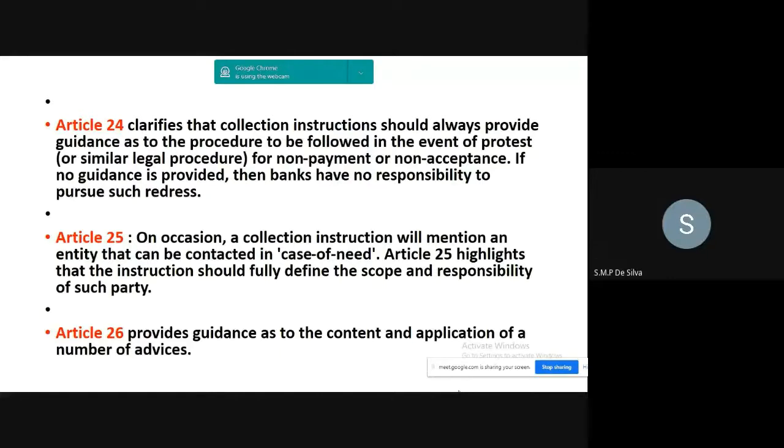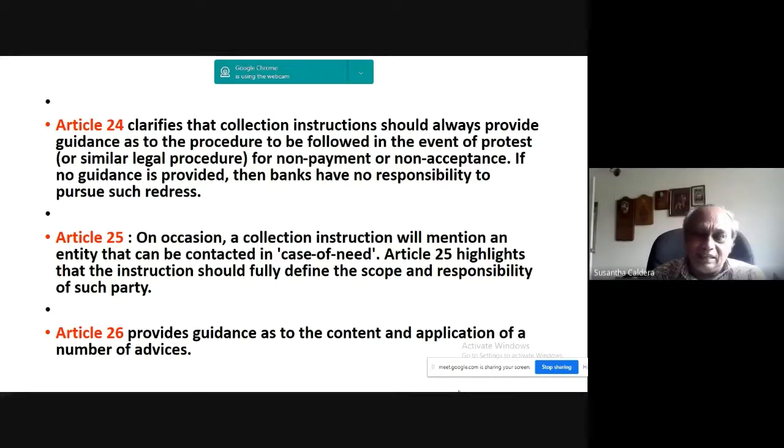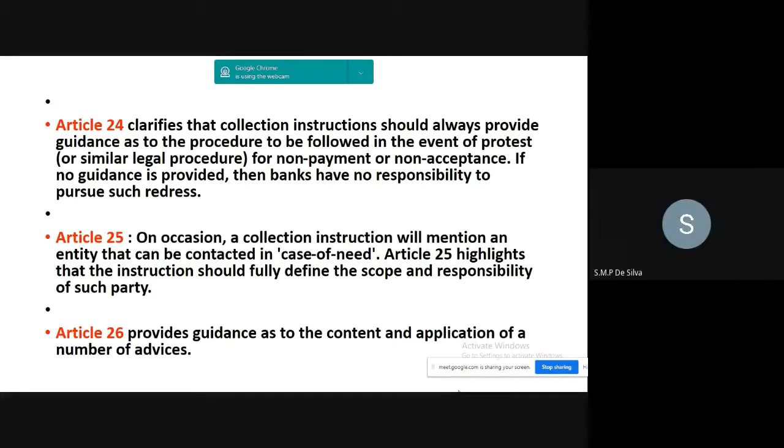So this says Article 25, instruction should fully define the scope and responsibility of such party. So if that is informed to the bank, then there's no issue, right? Of the person in case of need. Yeah. Who gave that answer? Malik.